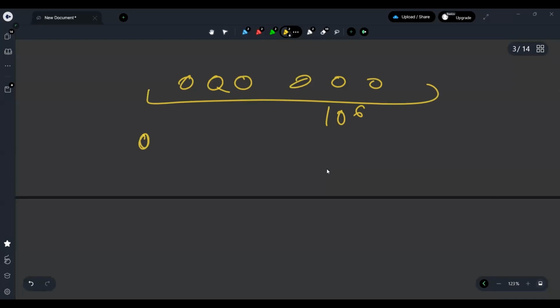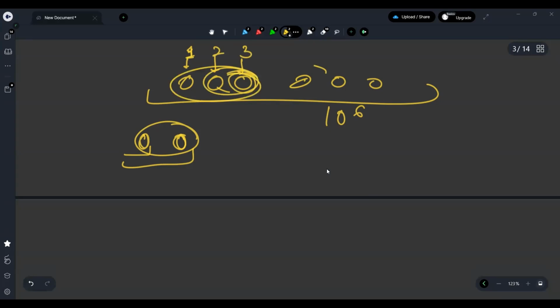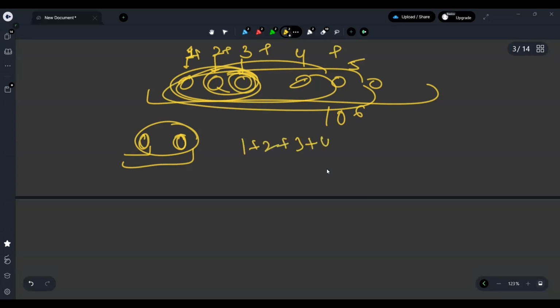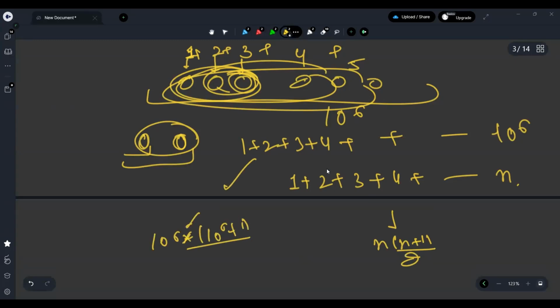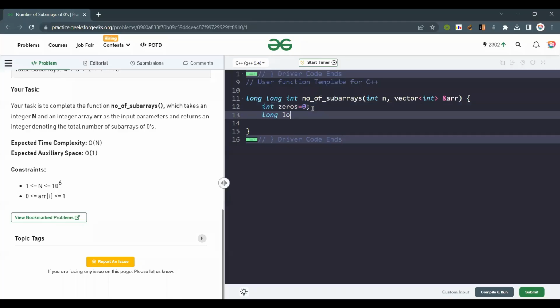Every zero will contribute. This one zero will contribute 1. This will contribute 2. This will contribute 3, because of this one and this one. This will contribute 4, this will contribute 5. So we add 1 plus 2 plus 3 plus 4 and so on until 10 to the power 6. We have already learned in our 11th to 12th class that if I add till n, the sum is n into n plus 1 by 2. So the sum will be 10 to the power 6 into 10 to the power 6 plus 1 by 2, which is approximately 10 to the power 12, which cannot be accommodated in an integer. So we have to use long int here for storing our answer.